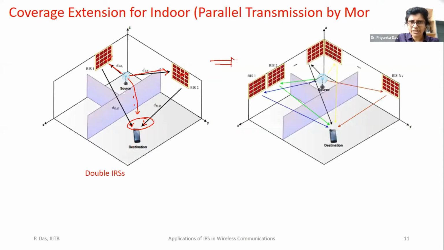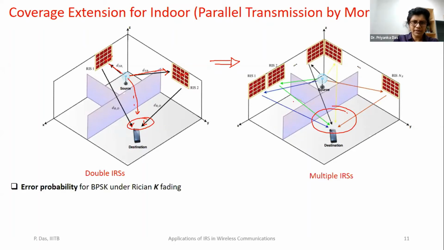If you have more money, deploy more IRS. Let's see. If you can see, there is a source, there is a destination, and the signal is coming via multiple IRS reflections, so you have a lot of signals putting together, if more IRS elements are there.